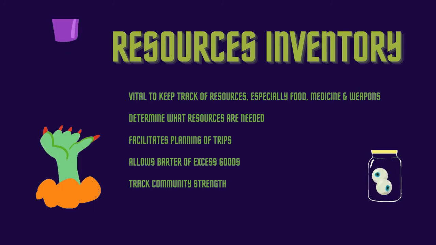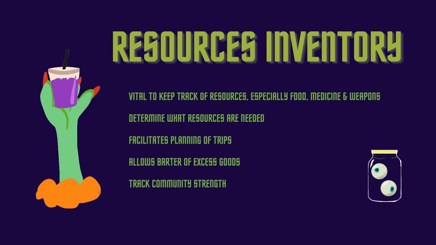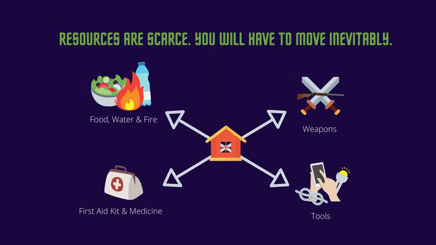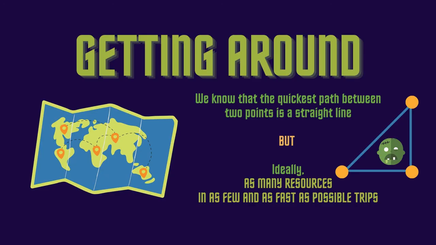When we know what we need, we'll have to determine where we can find them, how we can get them, if we have excess goods that we can share with other communities, and we can determine how strong our community is and what we need to be stronger. Since resources are scarce, we'll have to move inevitably. Getting around. We know that the quickest path between 2 points is a straight line from math class.